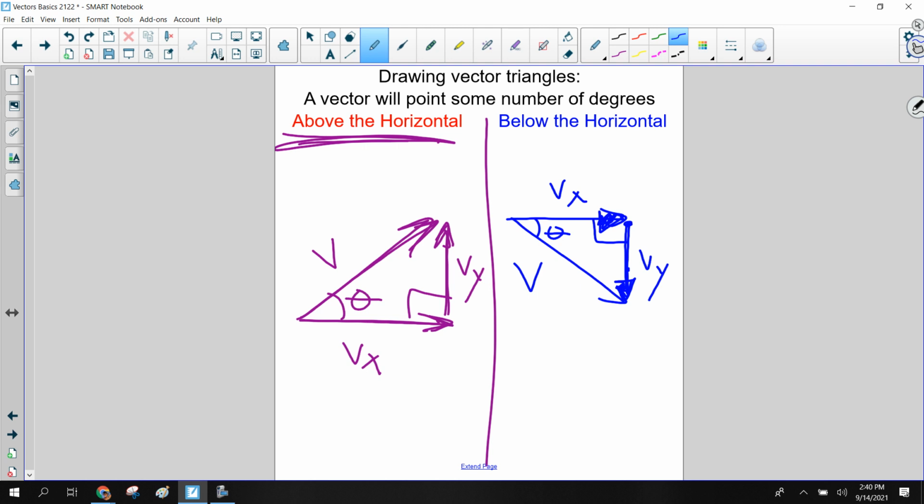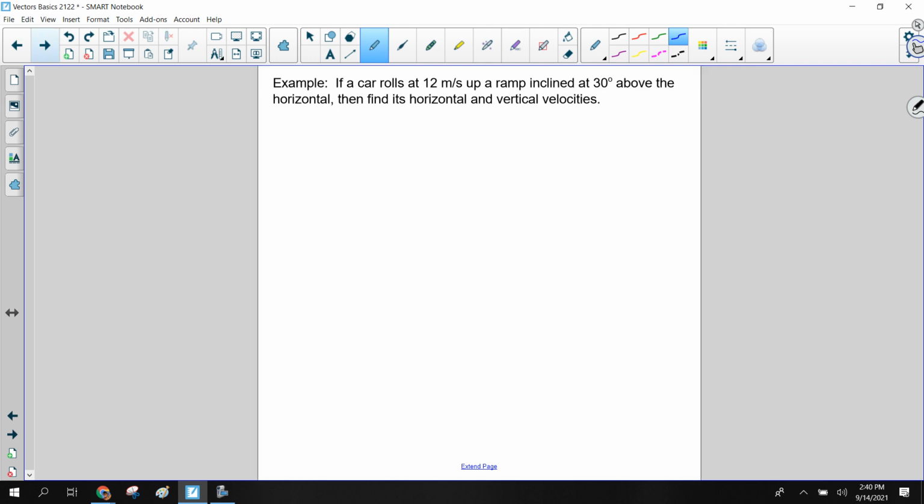So there are basically two types of problems you need to know how to do. The first type is a problem where I give you the vector and you have to find the components. In this one, it says a car rolls at 12 meters a second up a ramp inclined at 30 degrees above the horizontal. So you're given the vector. Let's draw that. Here's my velocity vector for my car, 12 meters a second at 30 degrees above the horizontal. And now we've got to find the horizontal and vertical velocities.